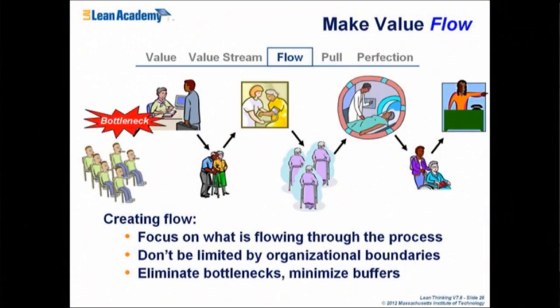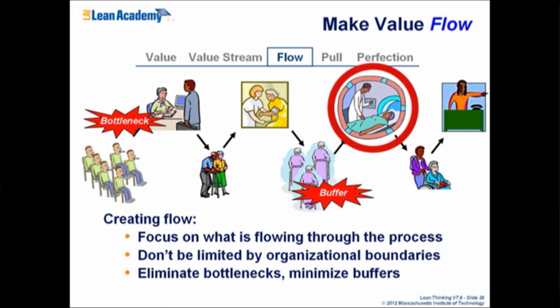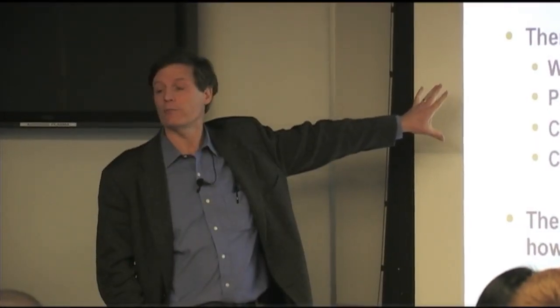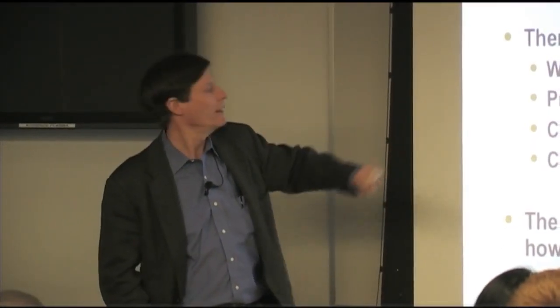But bottlenecks are going to slow that down. Buffers, essentially the same, are wait time in between steps. Sometimes that's necessary. You have an expensive facility like a CAT scanner. You're not going to risk not using that facility, so people are going to have to wait for it. But to achieve flow, you need to minimize that. And one of the key things to think about is time. It's an essential metric. Our discussion today is really going to be about how we measure and define time.